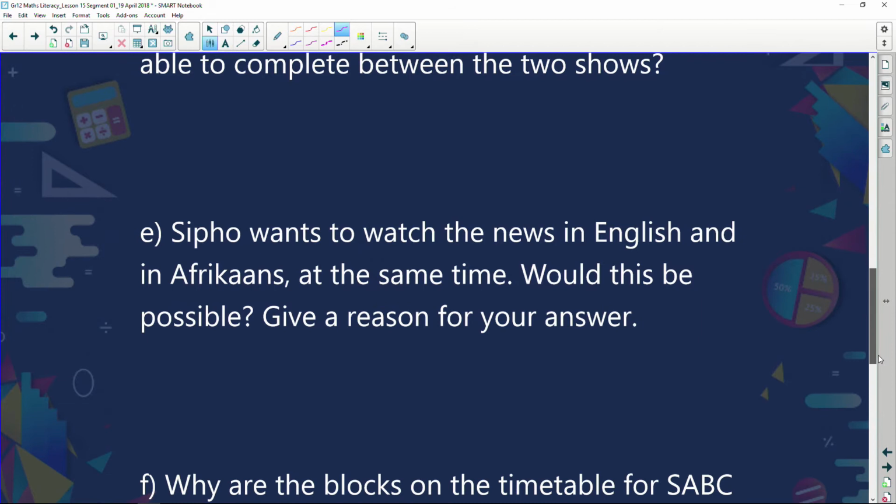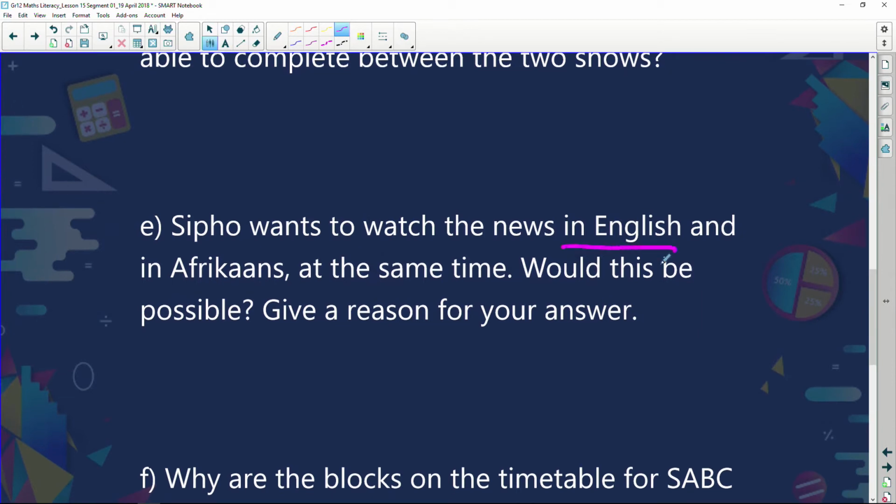Right, Sipho wants to watch the news in English and in Afrikaans at the same time. Would this be possible? And give a reason for your answer. So Sipho wants to watch the news in English and in Afrikaans. Maybe he's got 2 TV sets, I'm not sure. But he wants to do it at the same time, and would this be possible?